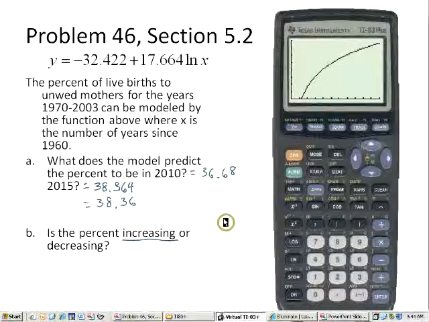This completes problem number 46 from section 5.2, looking at a model involving natural logarithms.